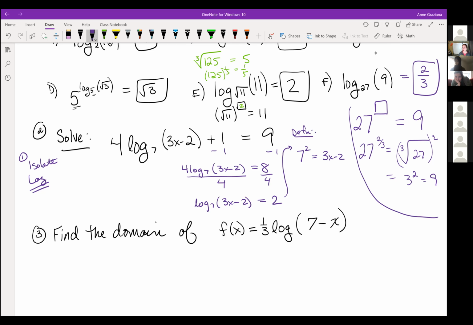Any questions? You cannot solve this with the log part of the equation. You have to isolate the log and rewrite it with an exponent. Now, this is just a straight regular equation. I'm going to add 2. So 51 is 3x, divide by 3, and x is 17. Any questions there?